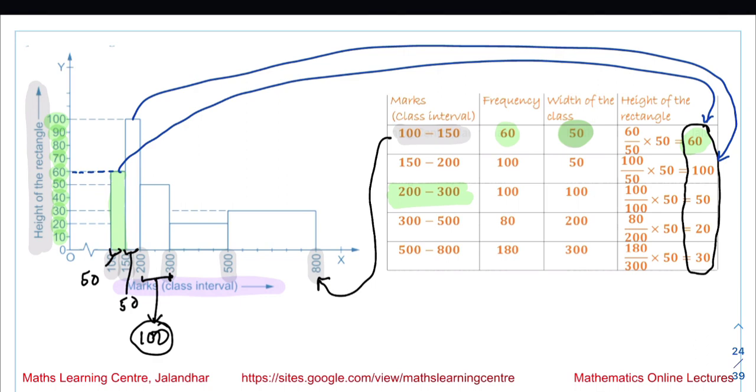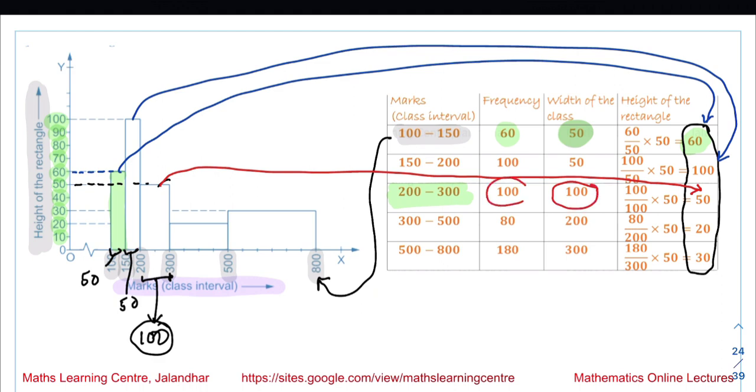So the frequency we are using over here is this value, it is 50, and it is not 100 that we are using. We are not using the frequency as 100, we are using it as 50 because the width of the rectangle is now doubled.